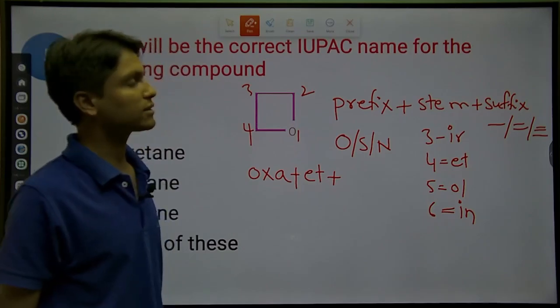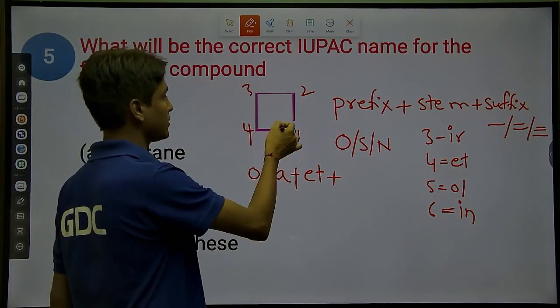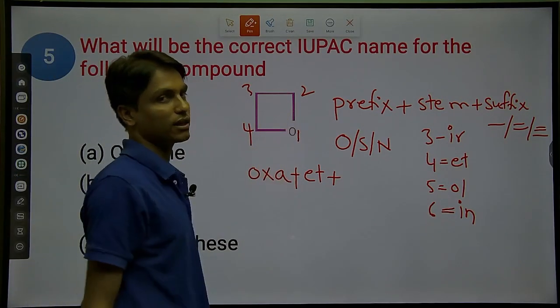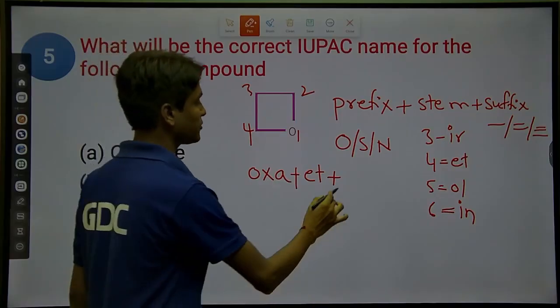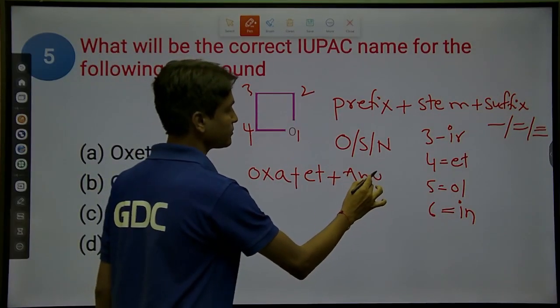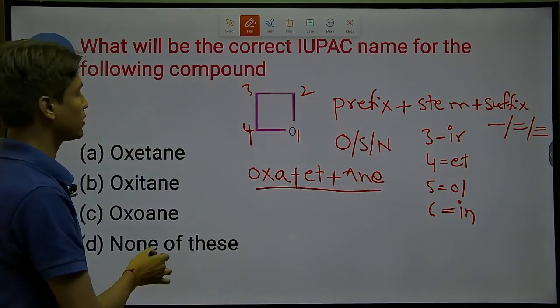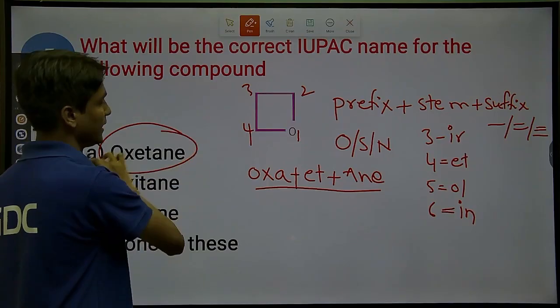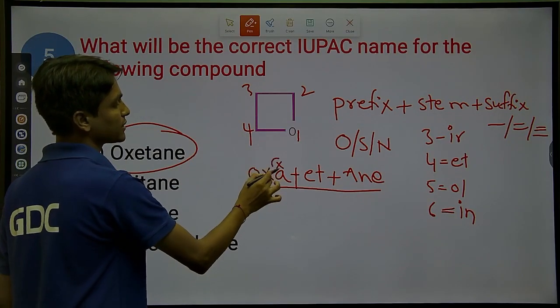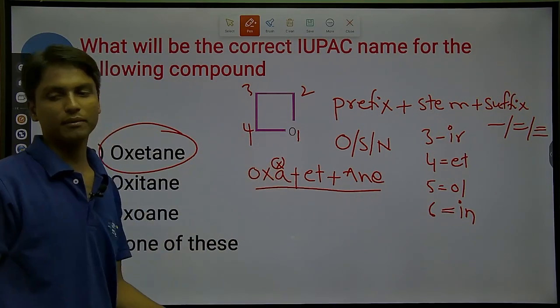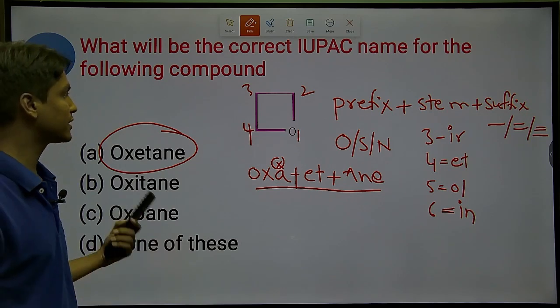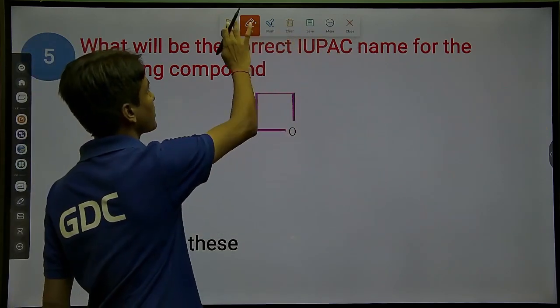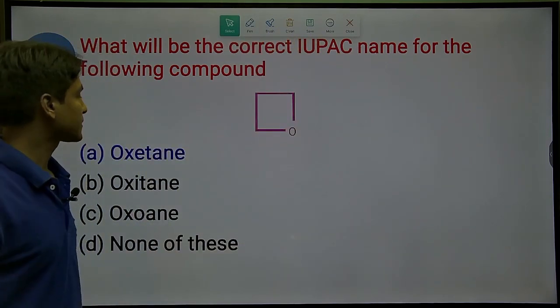Next one, suffix means whether the compound is fully saturated, no double bonds are there, hence we can write IN. Hence the name of the compound is oxetane. So this A can be replaced while writing the complete name. So oxetane, this is the name of this particular compound.